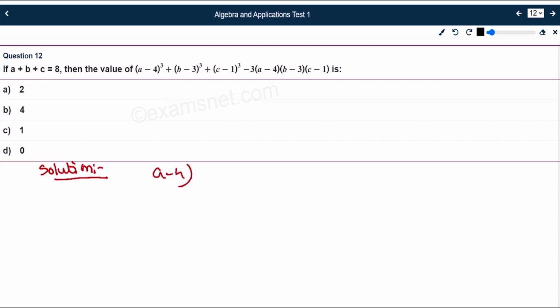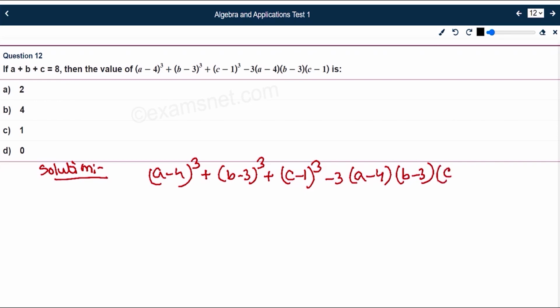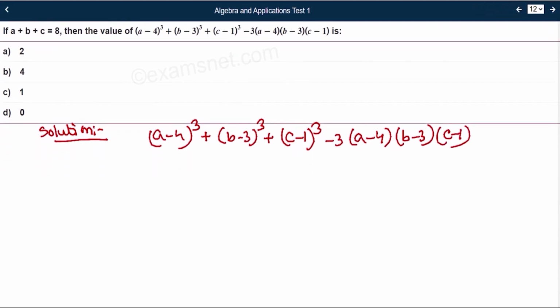(a minus 4) whole cube plus (b minus 3) whole cube plus (c minus 1) whole cube minus 3(a minus 4)(b minus 3)(c minus 1). Correct. Now I can assume a minus 4 as x, b minus 3 as y, and c minus 1 as z. Correct.